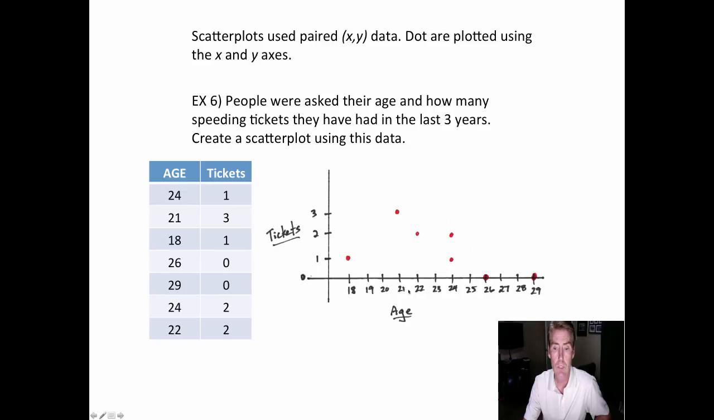So a 24-year-old had 1 ticket. So that's this person right here. 24-year-old with 1 ticket, etc. Then just make the nice little dots and we'll see if there's a pattern.